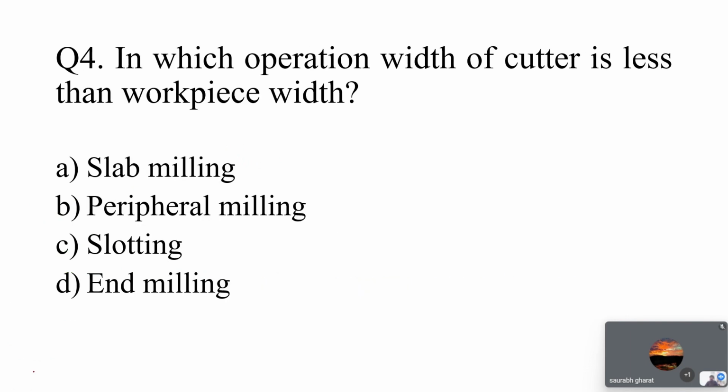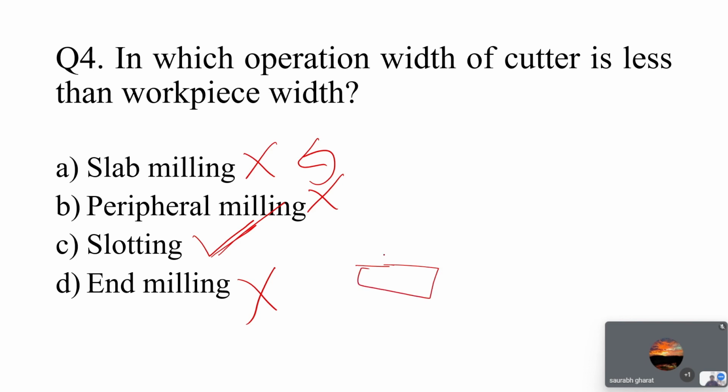In which operation is the width of the cutter less than the workpiece width? Peripheral milling you know, slab milling you know. In slab milling it is not, because it is mostly equal. Peripheral milling, again this type of slab milling, so it's again equal. Slotting, end milling, drilling. So slotting can be it, so this is the answer. Slotting, we know how we do slotting. We have only one tool of this kind, and this is how we do the slotting. Okay. So which part is getting machined? You know this part is getting machined. This is slotting, so it is called slotting.